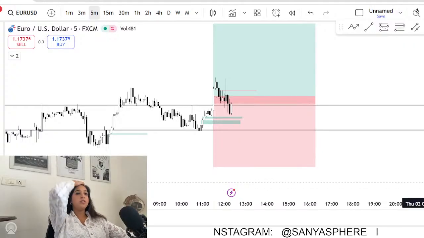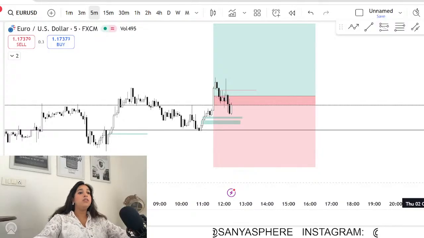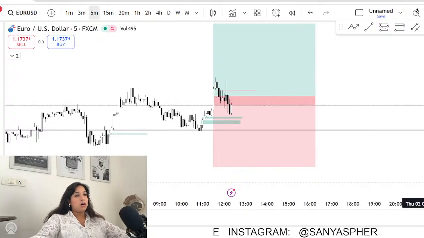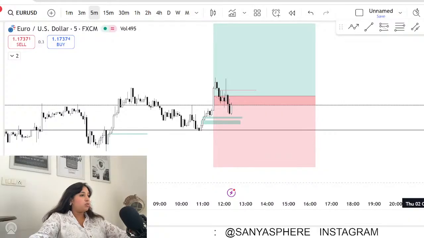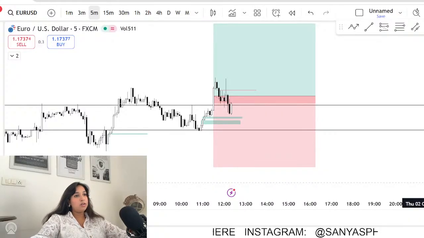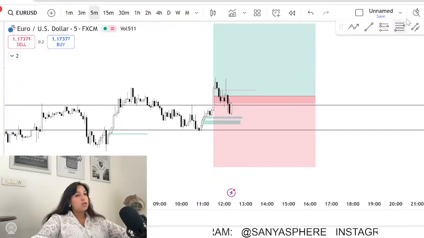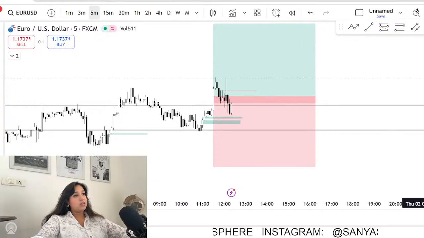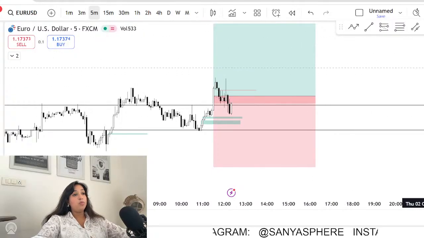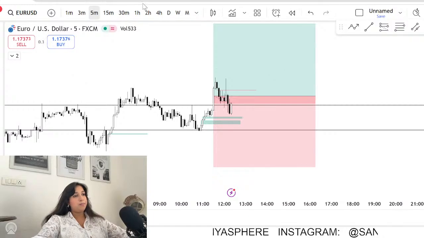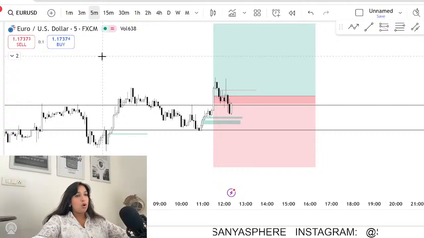What I've observed is that 11:30 to 12:30 is like a pre-market London zone. So whenever the market opens, there's a liquidity grab first, and then it gives a proper move after like 12:30. So either there would be a continuation or a reversal.